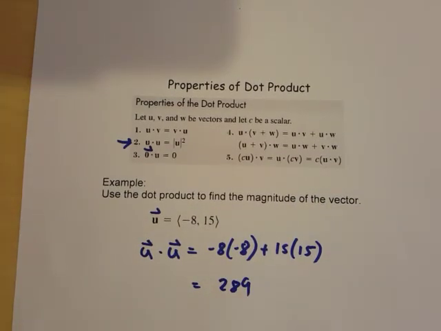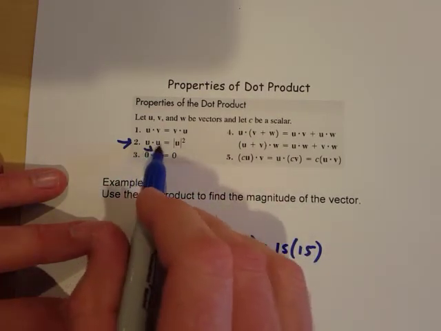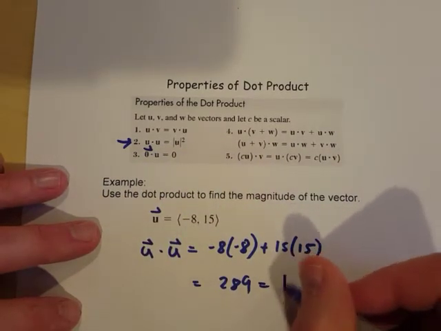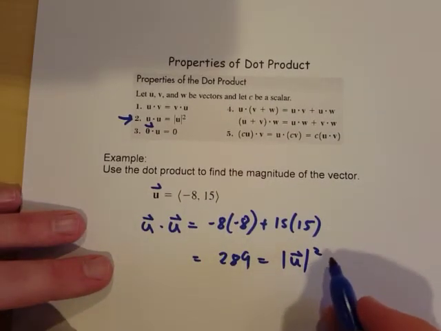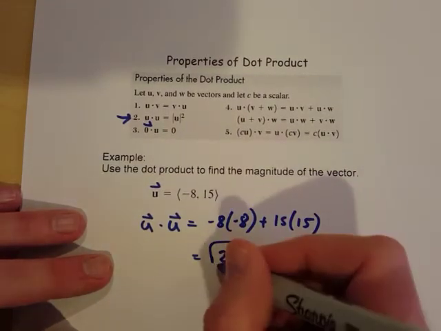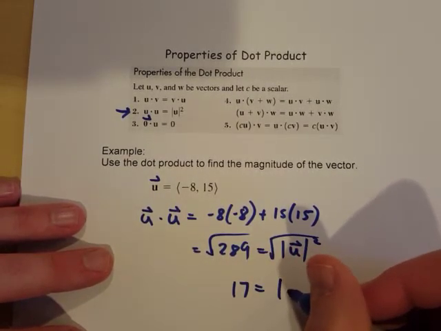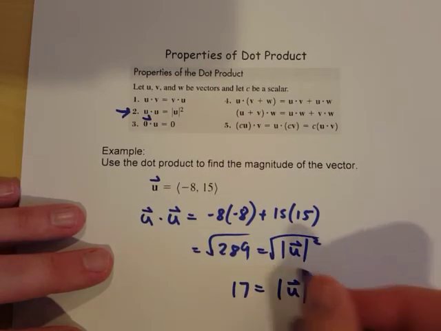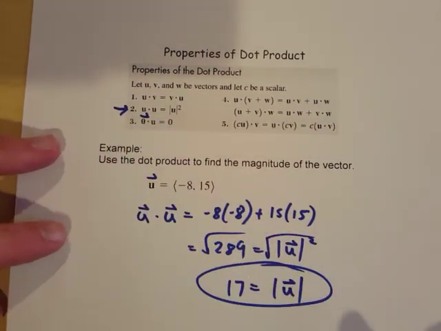Now that doesn't mean a whole lot to us other than the fact that this property says if 289 is the dot product of these two, it's also equal to the magnitude of that vector squared. And if we've got the magnitude squared and we want to find the magnitude, we could take the square root of both sides. And the square root of 289 is a nice number. That's 17. And so that means that the magnitude is 17. So there are other ways to get the magnitudes, obviously, but this is just one alternate way to get that magnitude, and it just kind of illustrates property number 2 in this dot product list.